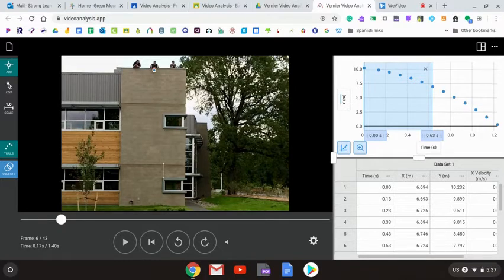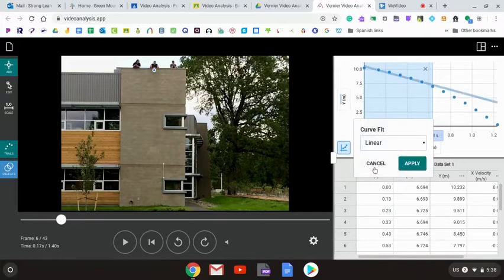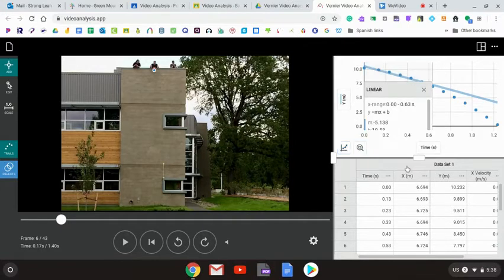Okay. You highlight your first 7, then you will add your apply curve. Do not use a quadratic. Use the linear function. Hit apply, and now you have a slope. Now this slope is negative. Why would this slope be negative? Keep that in mind. When you're thinking about this, why would this slope be negative?